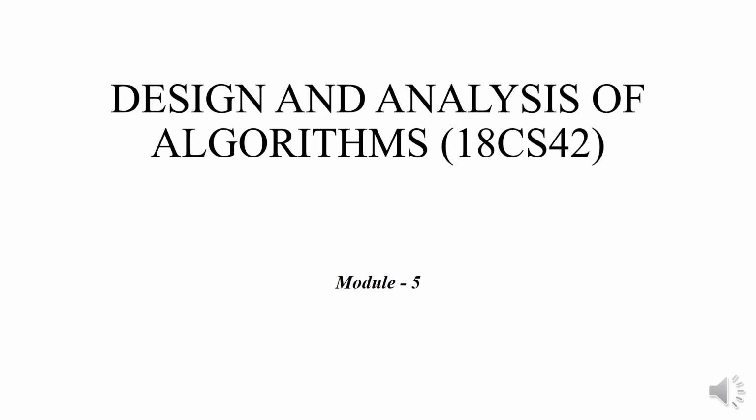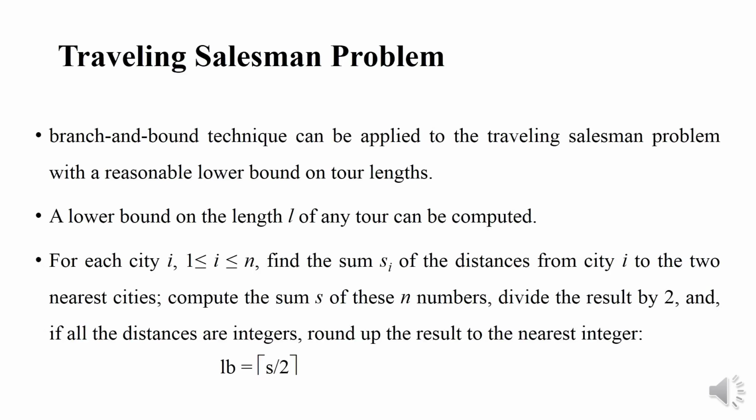Welcome to the session on branch and bound technique for applying to the traveling salesman problem. So the traveling salesman problem is the problem where a salesman has to visit a given set of n cities. Each and every city should be visited only once and he should return back to the starting city, that is the first city where he started from. The cost of this tour or the visiting of all these cities should have a minimal distance covered.